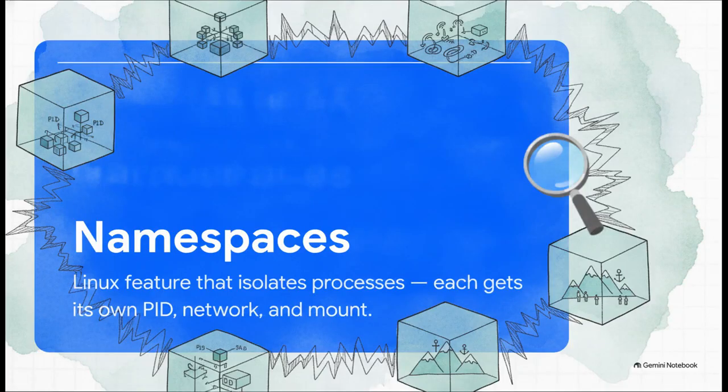The first foundational piece of this puzzle is namespaces. This is the Linux feature that strictly isolates processes from one another. Thanks to namespaces, every single container gets its own completely isolated view of the system. It gets its own process ID tree, its own network interfaces, mount points, and users. As far as the container knows, it is the only thing running on the machine.